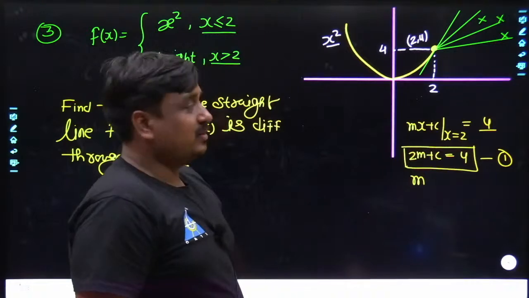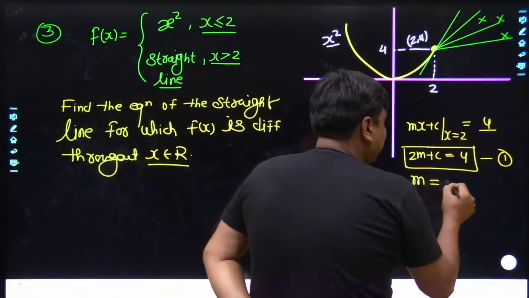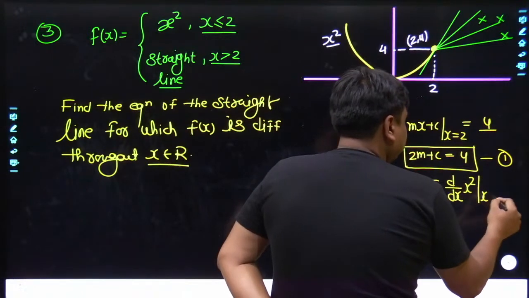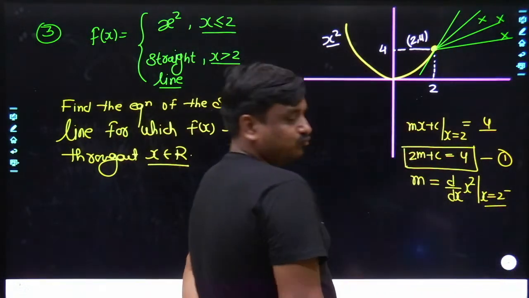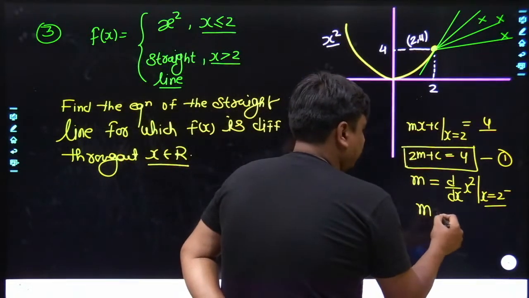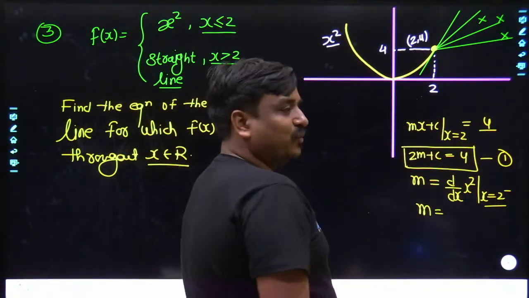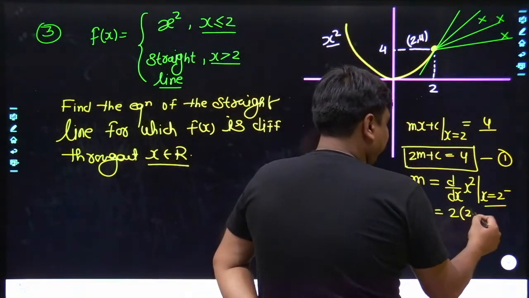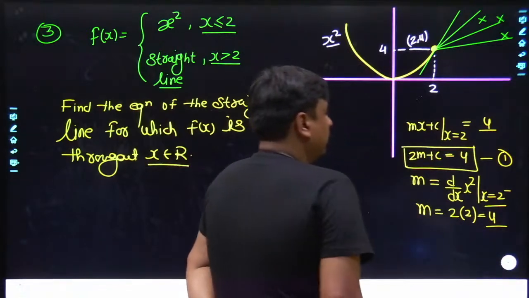Which would read the result as m, and has to be the very same as the differentiation of x square at x equals 2. So from here, the result we are supposed to get: if you take the differentiation of x square, the result would be 2x, and x would be fed as 2. The result would be 4.